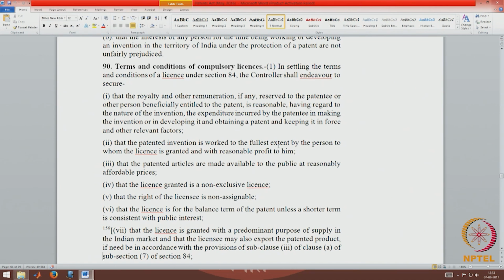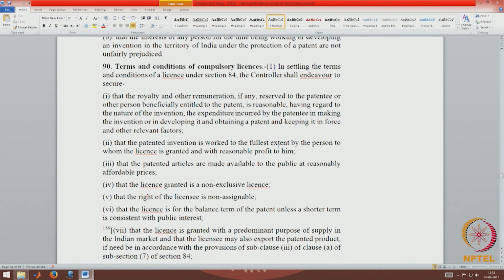Now, the royalty that the compulsory licensee has to pay to the patentee shall be determined by the controller, and it has to be a reasonable royalty. The other factors, nature of the invention, expenses, R&D expenses, how long the patent was kept alive by paying the fee, and all these things shall be factored.